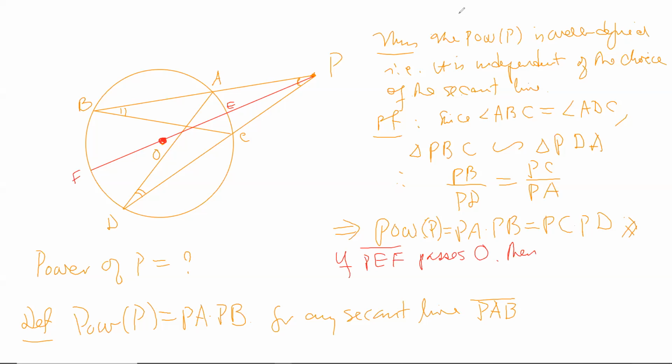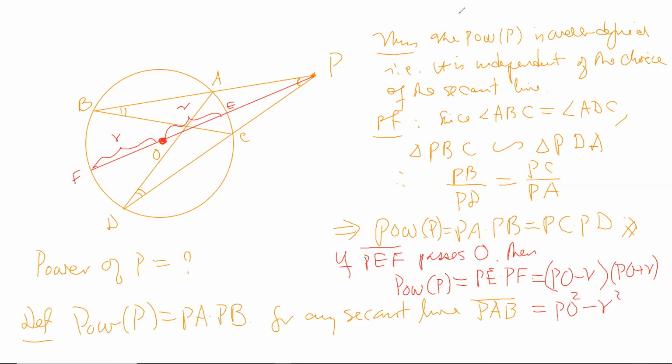Then you see that you get the power of the point equal to PE times what? PF, right? Now, if this is the radius we use here, you can see PE equals PO minus radius. And PF is PO plus the radius. So therefore, you get PO square minus R square. Do you agree?